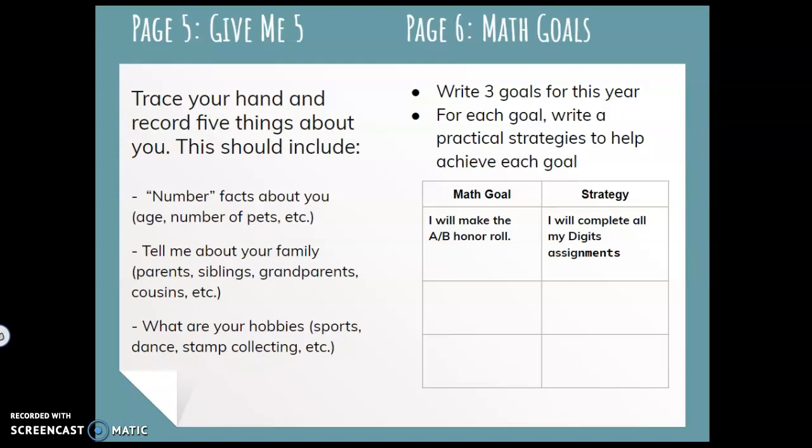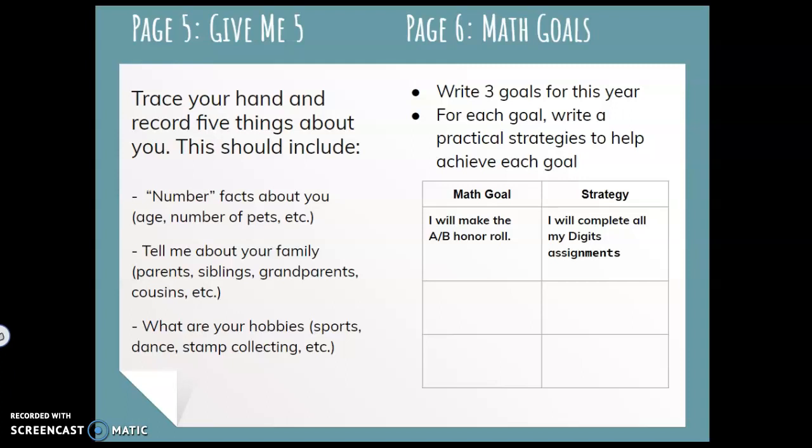When you are writing your math goals, you can just create a table. On the left side is where you'll put your math goals, and you need 3 of them. On the right side is where you will write your strategies, and again, you need 3 of those. Pause the video and write your 3 math goals and strategies for this school year.